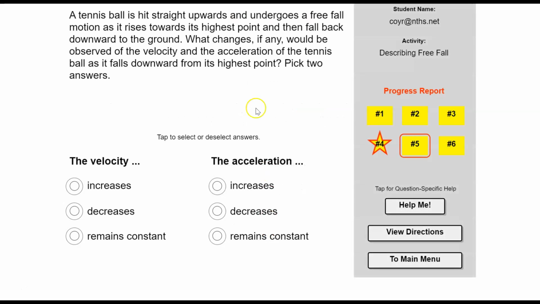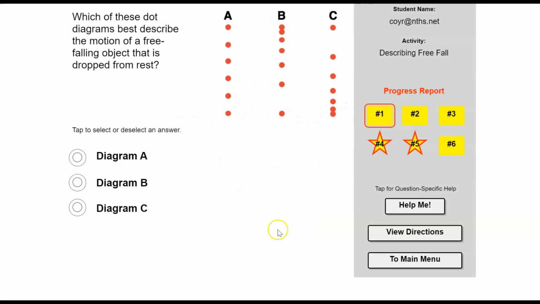All right, a tennis ball is hit straight upwards and then undergoes a free fall motion as it rises towards its highest point and then falls back to the ground. What changes would be observed in the velocity and the acceleration of the tennis ball as it falls downward from its highest point? So we're talking as it falls downward, just like the last one. Velocity increases, acceleration remains the same. There you go. I wish they said the speed and not the velocity. I think they're making it a little bit confusing by talking about velocity because, you know, the sign comes in.